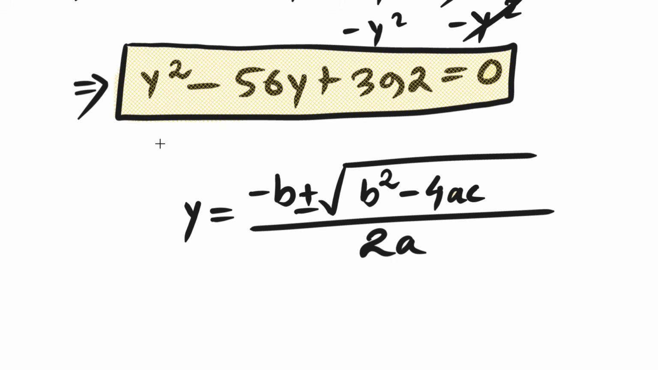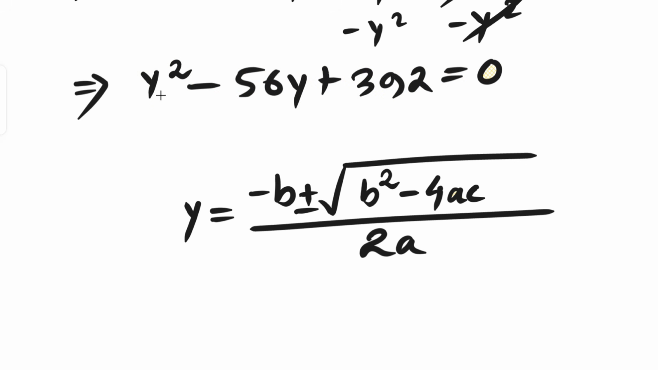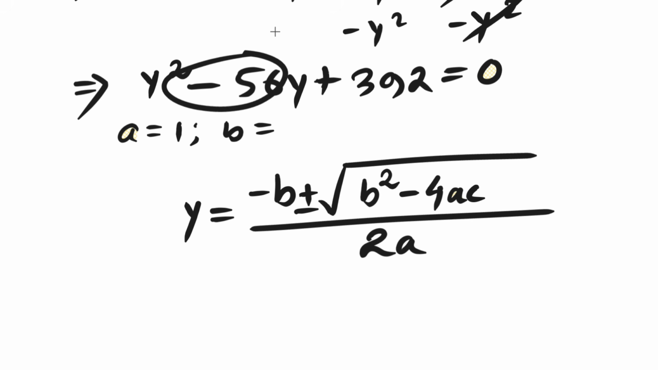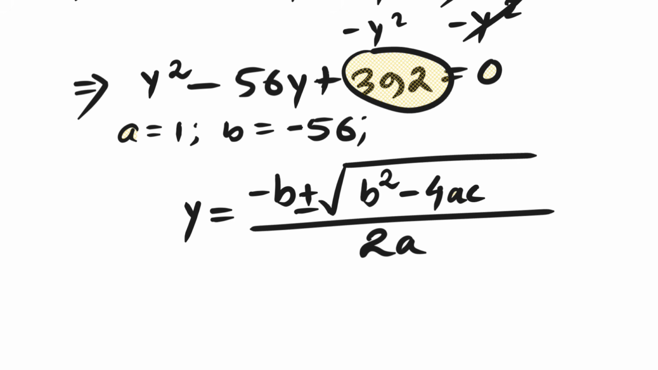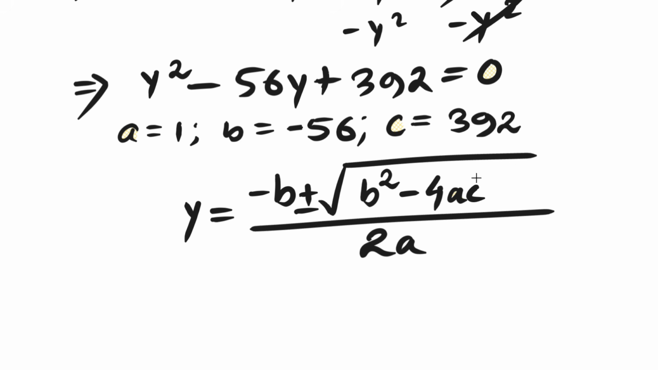Now, let's identify a, b, and c from our equation. Our equation is y squared minus 56y plus 392 equals 0. The coefficient of y squared is 1, so a equals 1. The coefficient of y is negative 56, so b equals negative 56. And the constant term is 392, so c equals 392.